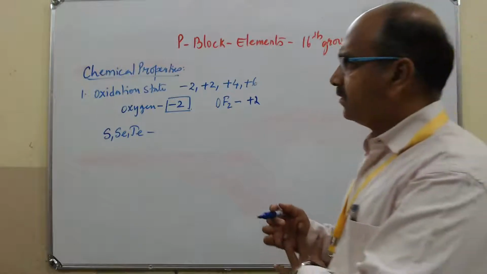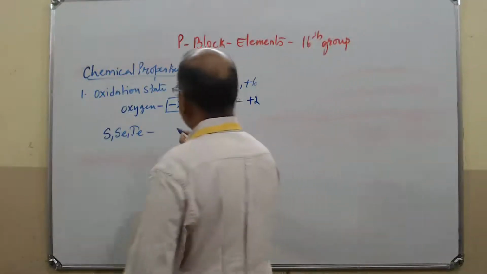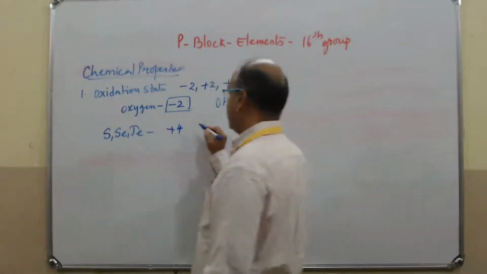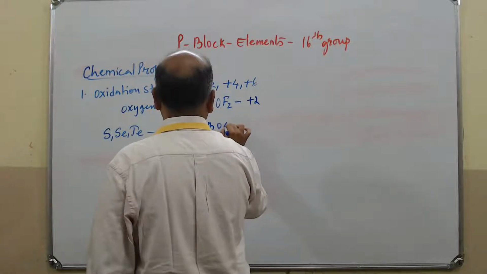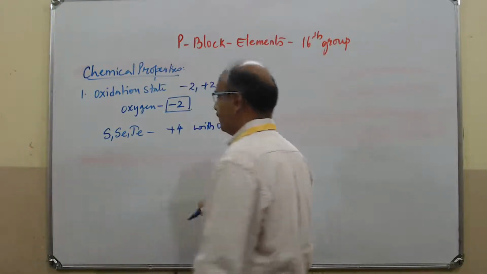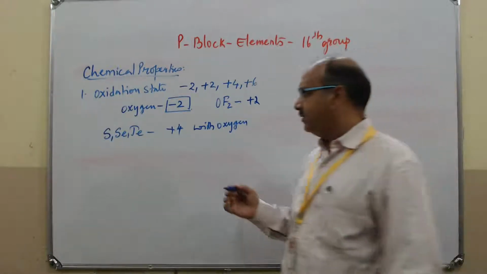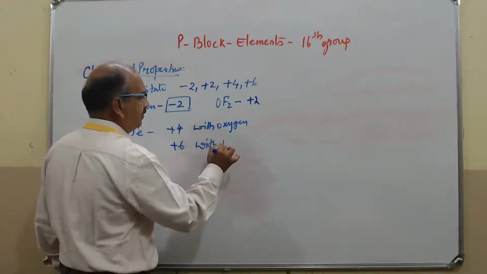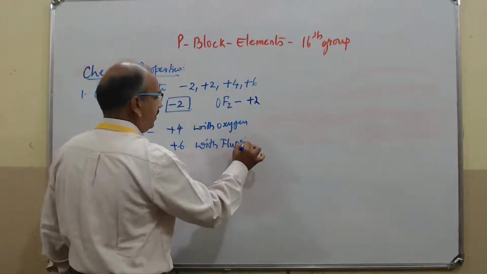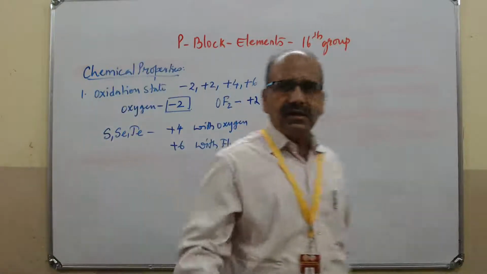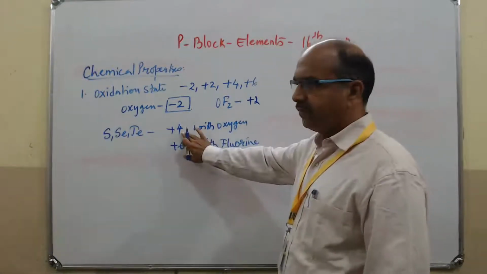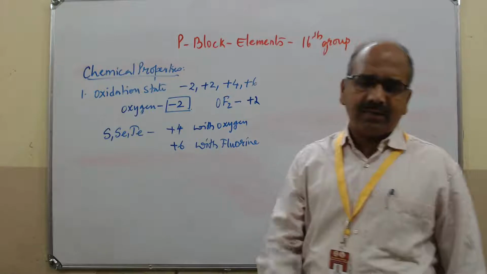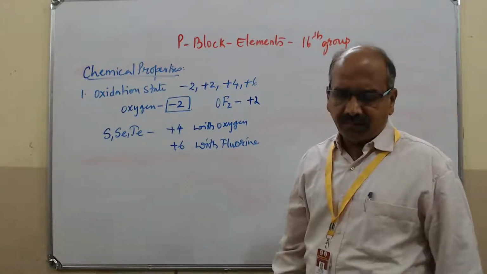These usually exist in the +4 form. With oxygen, they exist in the +4 form. But with fluorine, the +6 form is usually more stable than the +4 form when bonding with fluorine. So when sulfur, selenium, and tellurium bond with oxygen, they show +4, and when they bond with fluorine, they show the +6 form.